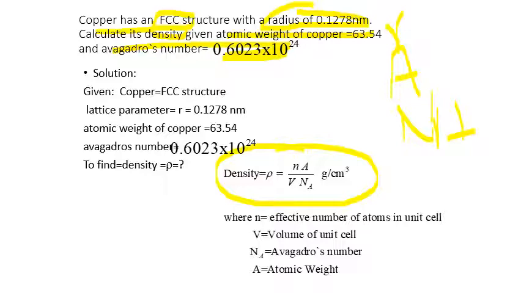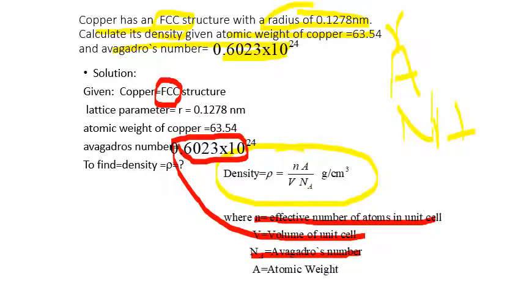Okay, so where n is nothing but the effective number of atoms in a unit cell. Already we know how to calculate. So if we take an FCC, the effective number of atoms will be equal to 1 by 8 into 8 plus 6 into 1 by 2, that is nothing but 4. And V is the volume of a unit cell. So here it's a cube, so we'll write a cube. So Na is nothing but Avogadro's number, so already they have given that one as 0.6023 into 10 power of 24. And next one they have given the atomic weight, that is nothing but A.